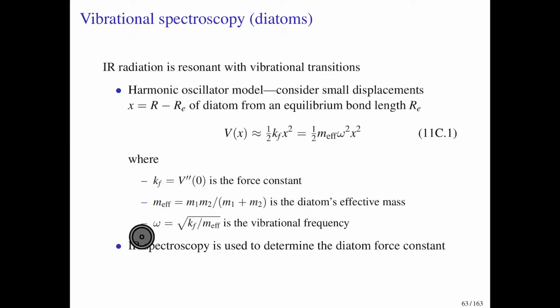And so for the quantity omega, you can set k_f equal to the effective mass times omega squared, and then solve for omega, and you can get the frequency of the oscillator expressed as the square root of the force constant divided by the effective mass. And so this is an equation that's very commonly used in homework problems, and we'll see an example of that in a second.